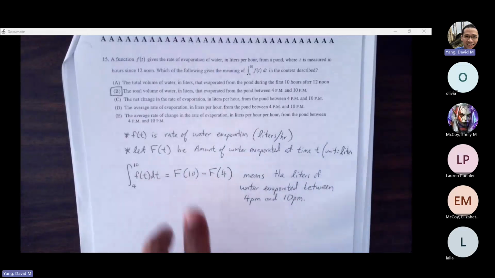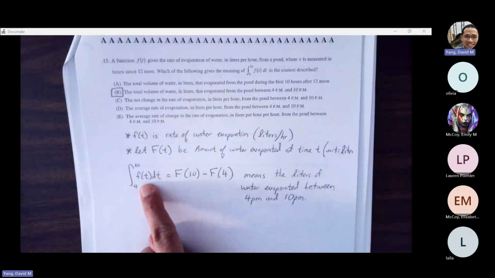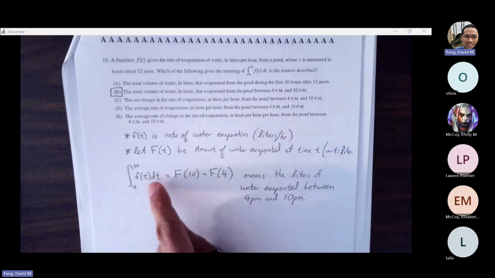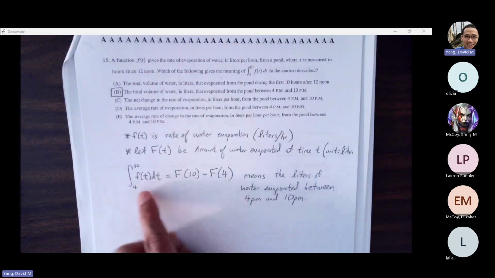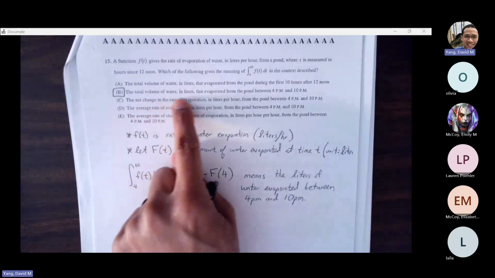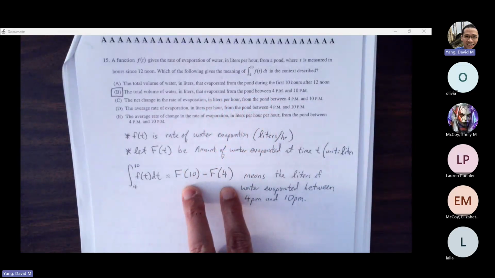So we know the first theorem can allow us to transform that lowercase f into uppercase F. And if lowercase f means rate of water evaporation in terms of liters per hour, then the antiderivative is going to bring us up to something in terms of the amount of water in terms of liters. So if we evaluate this, uppercase F of 10 minus uppercase F of 4, what does that mean? That will be the difference of water evaporated between these two time periods. So the total volume of water in liters that evaporates from the pond between 4 and 10 p.m.